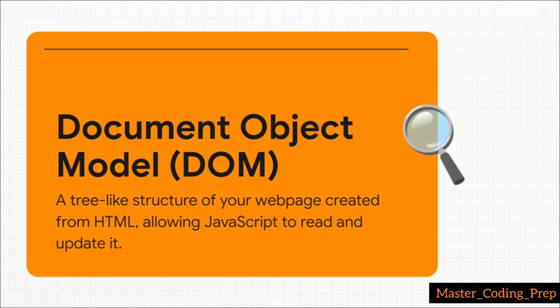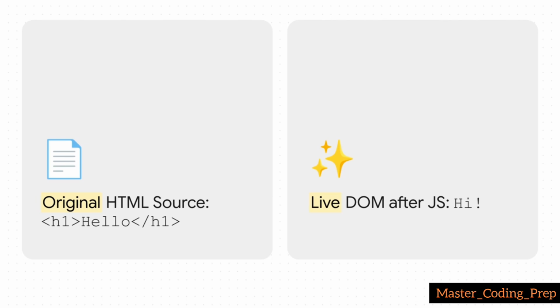it in real time. Now, this is a really important point to get. Our JavaScript can change the text from hello to hi right there in the browser. But the original HTML file that's sitting on the server, it's completely unchanged. The DOM is a live model that exists only in the browser's memory. We're manipulating that, not the static file itself.